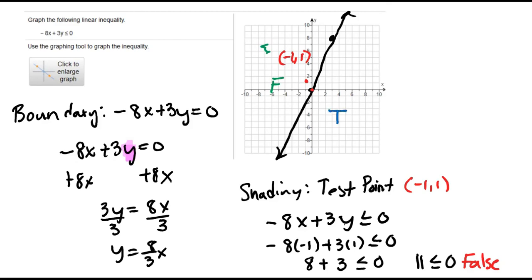We want to shade the true side. So this picture, the boundary line, as well as the shaded region, is a solution to this linear inequality.